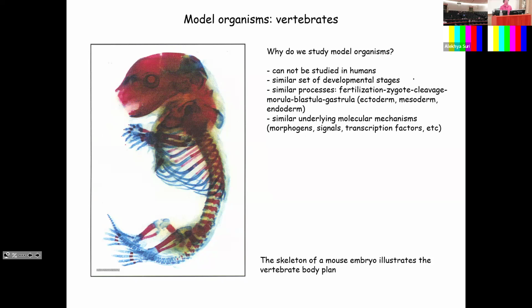They have a similar set of developmental stages, the ones that I enunciated. Similar processes. We all share fertilization, zygote, cleavage, morula, blastula, gastrula. We have so many processes in common. We have the 3 germ layers: ectoderm, mesoderm, endoderm. We can study the chick and make conclusions for the human, right? There are similar underlying molecular mechanisms, morphogens, signals, transcription factors, etc. Okay.